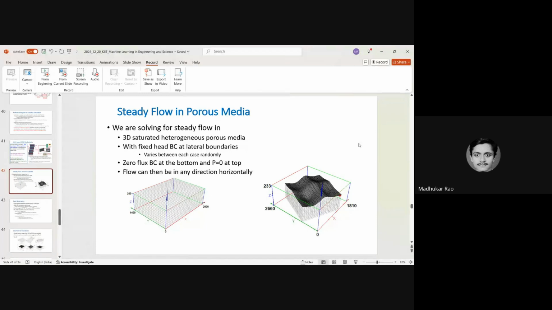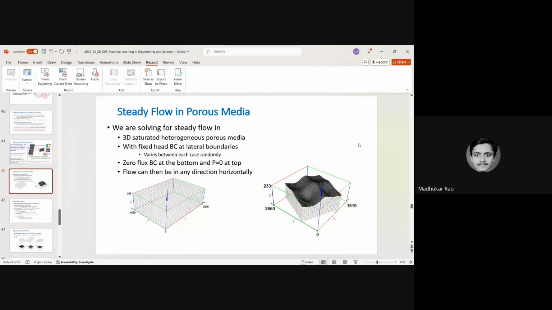And another computation that we did was for steady flow in porous media. So this is basically a simulation of groundwater flow. For groundwater flow, we were interested in steady flow in 3D, saturated flow inside the soil. So we had fixed head boundary conditions at the lateral boundaries, and so basically you have groundwater. This is basically soil, and you can see the top is having some kind of topography. The ground is not flat, you have some hills and valleys and so on.